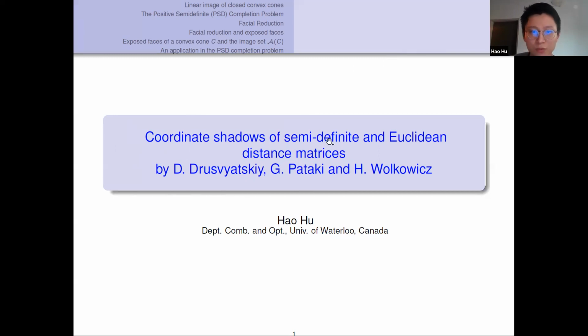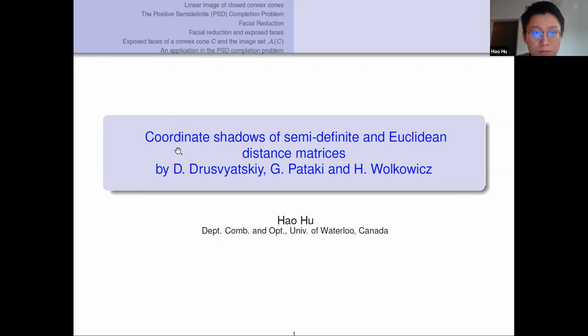So this is a wonderful paper explaining some phenomena that we observed in the literature about a feature reduction algorithm for solving this positive semi-definite completion problem and Euclidean distance matrices. So it's theoretical, but it gives a very good explanation of what is happening in the literature.